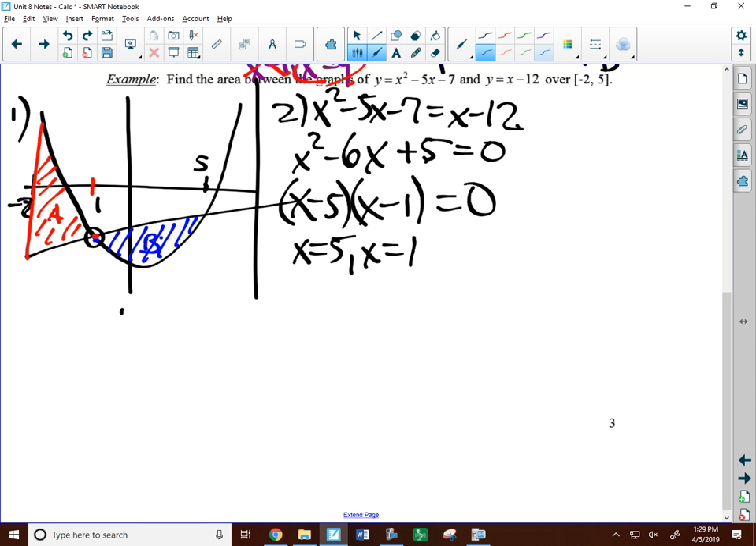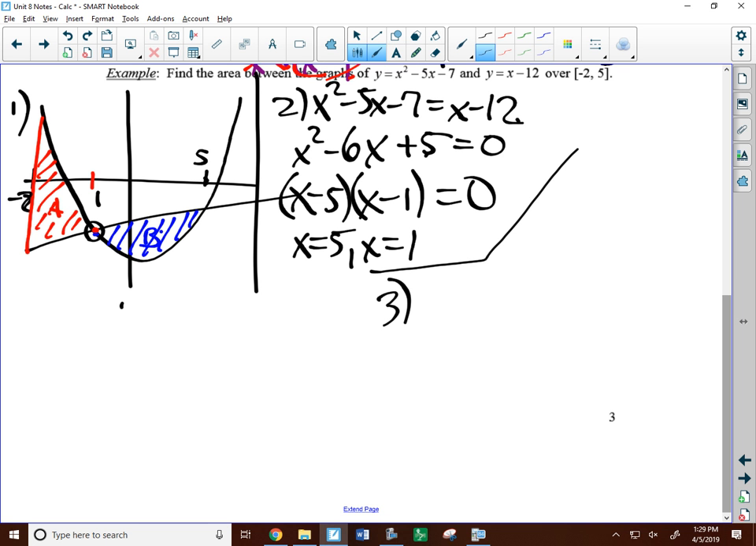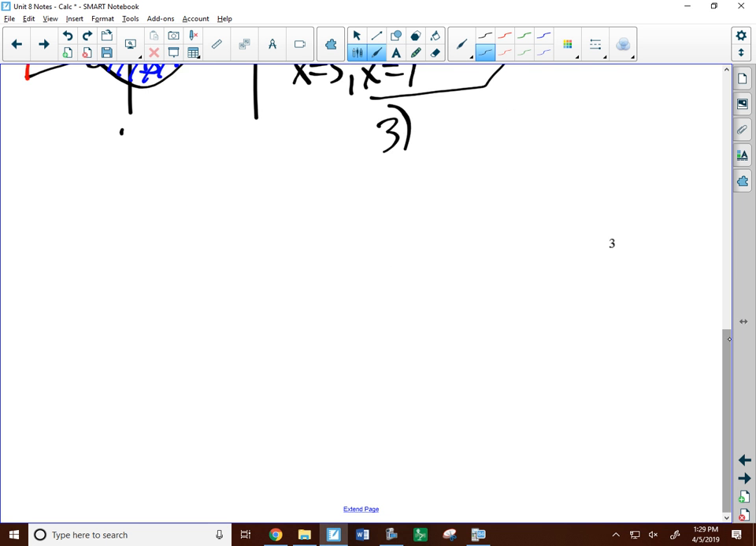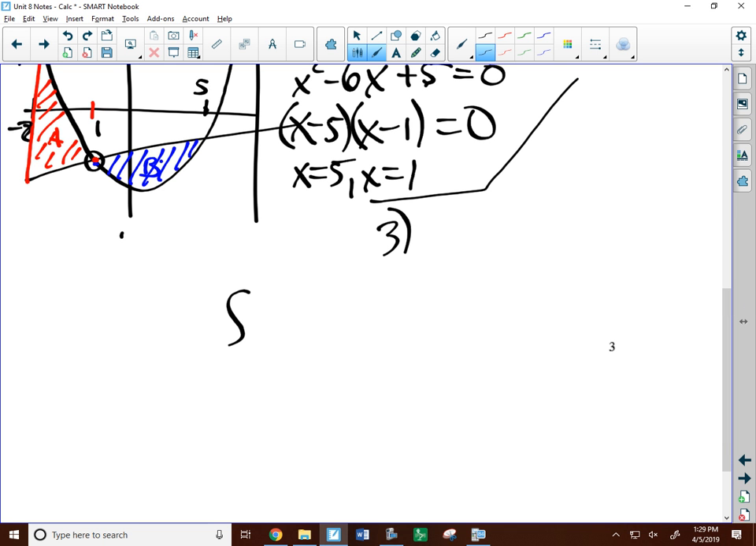All right. Final thing is to set them up. So we'll have 2 integrals here. Region A, the red one, is going to be the integral from -2 to 1, top minus bottom. The top function here is the parabola, x squared minus 5x minus 7, minus the bottom one, which is the line, x minus 12. And notice I put it in parentheses.